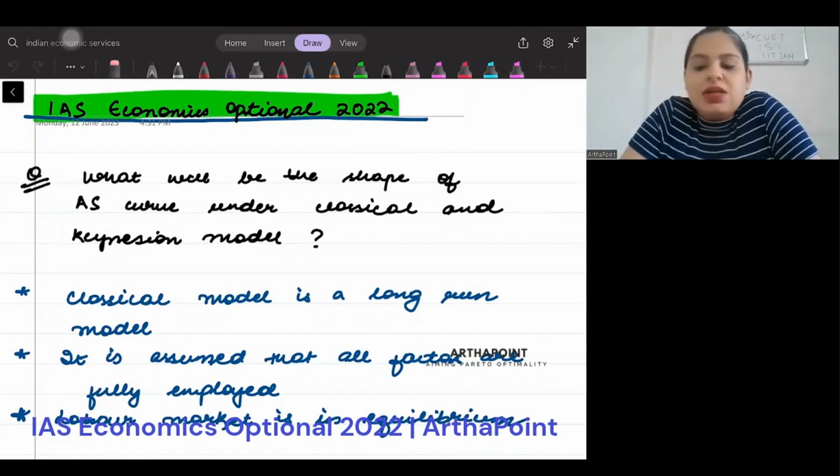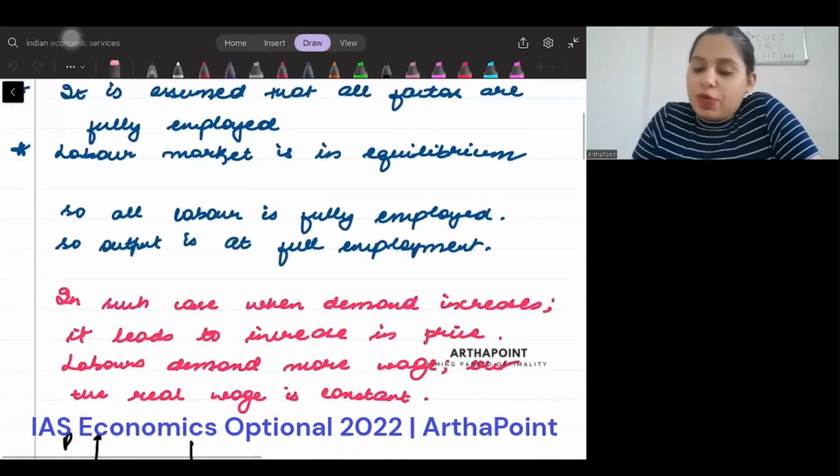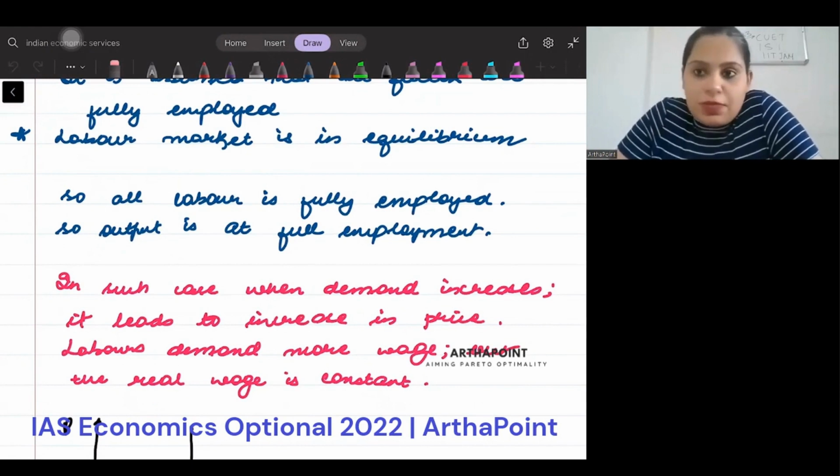But a classical model is a long run model. It is assumed in the classical model that all factors are fully employed, that the labor market is in equilibrium, that you are at the full employment level of output. So labor is fully employed, output is at full employment level. In this case, if demand ever increases, it cannot increase output. Demand बढ़ेगी तो supply नहीं बढ़ सकती. You are at full employment level.